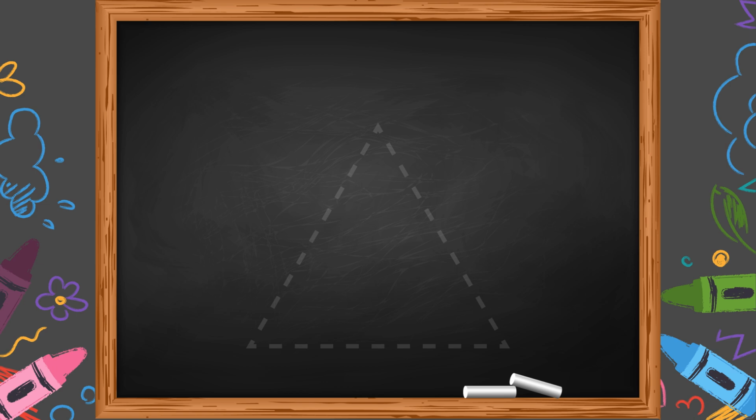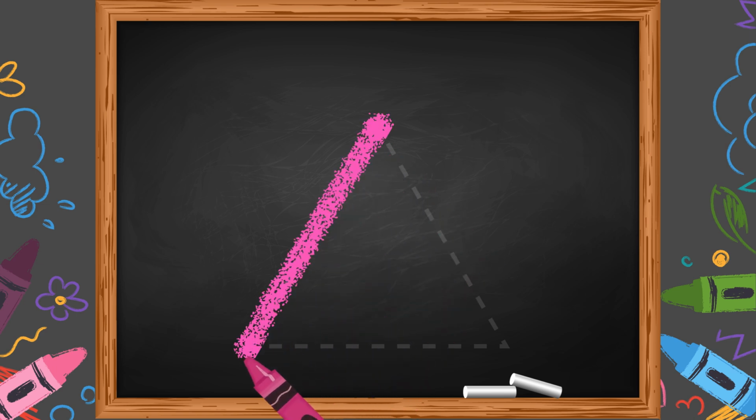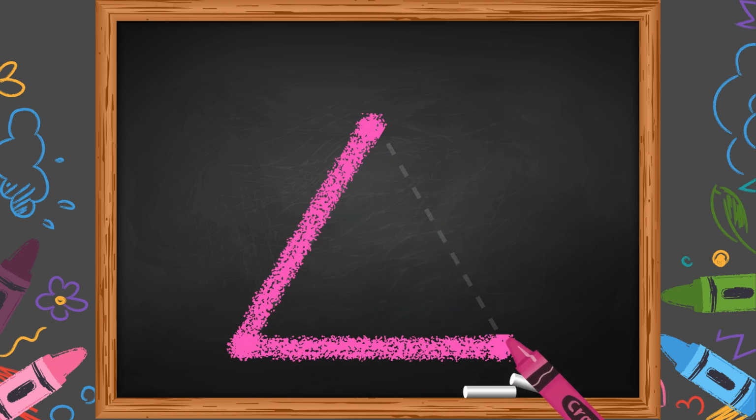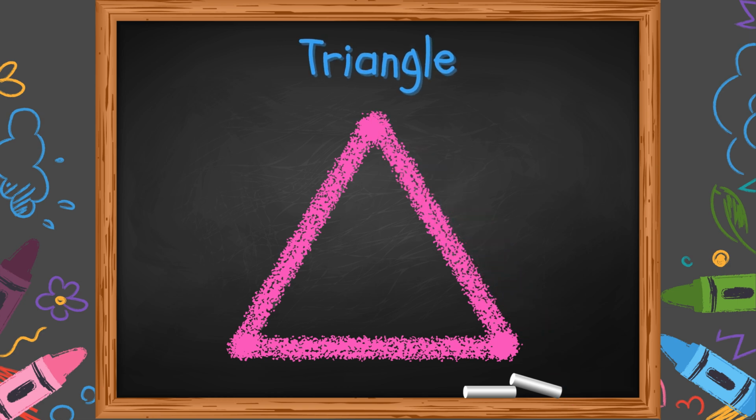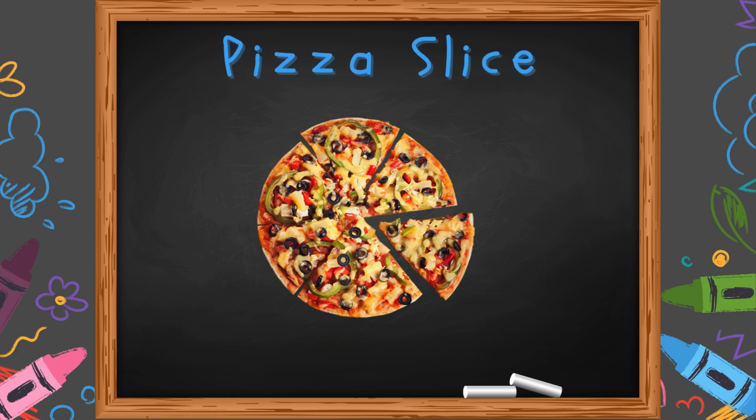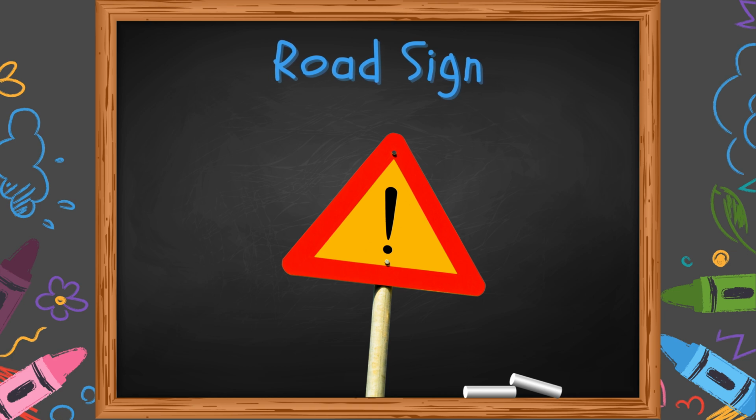Next up, triangle time. Start at the top point. Slide down to the bottom left. Now go across the bottom. Then back up to the top. Triangle complete! You will see triangles in a pizza slice. Whoa! Or a road sign.